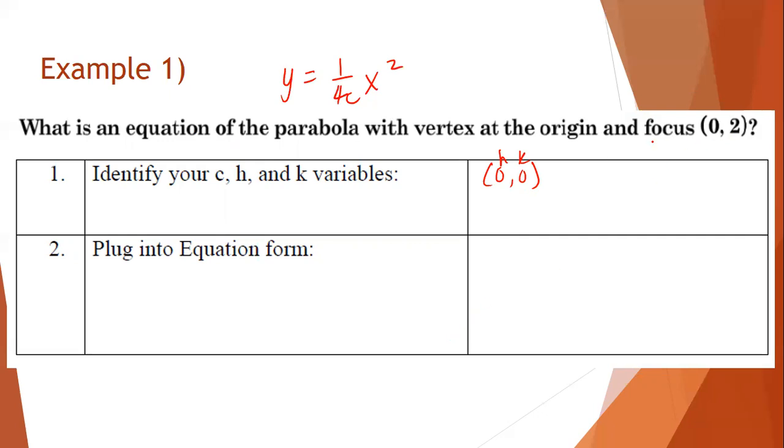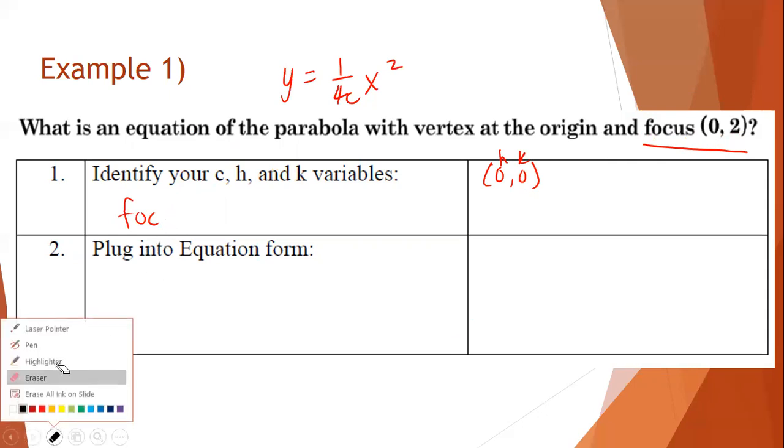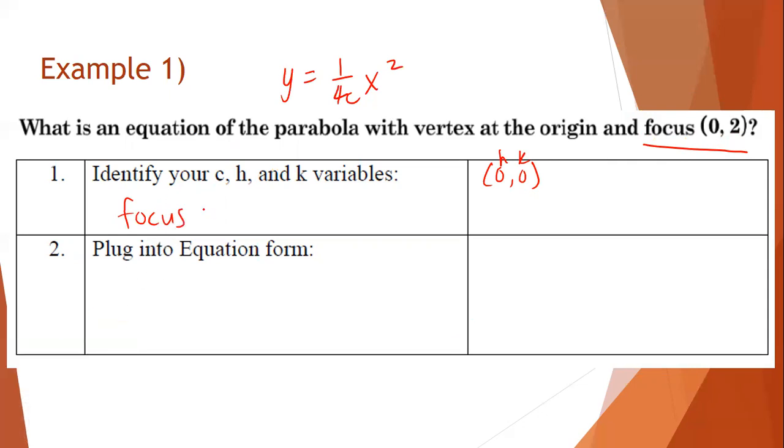And because it tells us our focus, you need to remember that focus, that's not how you spell focus, y'all, has 1 c, not 2. Our focus is (0, c). So what is our c value? What do you see? Focus is (0, 2). So therefore our c equals 2 because of this guy.